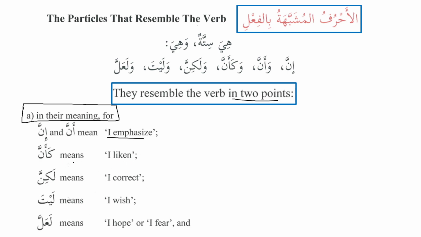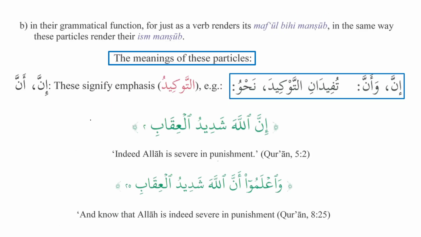And similarly, ka'anna means I liken. Lakinna, I correct. And layta, I wish. And la'alla, I hope or I fear, as we know that la'alla has 2 meanings. So why are they called al-huruf al-mushabbahatu bil-fi'li? They resemble the verb, number 1 in their meaning, and number 2 in their grammatical function.